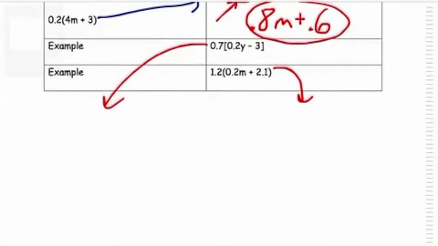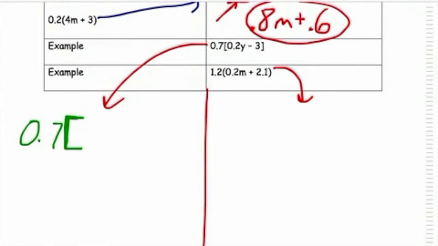You can do the same and split up your work. It's going to be 0.7. Now, they're called brackets, but you treat them like parentheses, so don't get nervous with this. This is no different than parentheses. So it's 0.2y minus 3. And once again, you can't use PEMDAS, right, because you can't combine unlike terms.